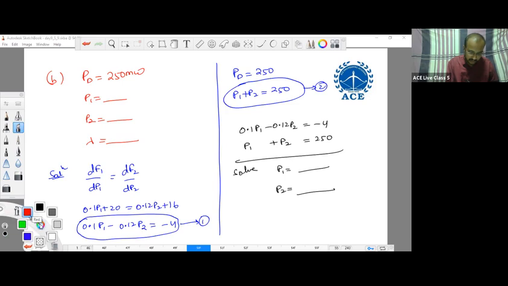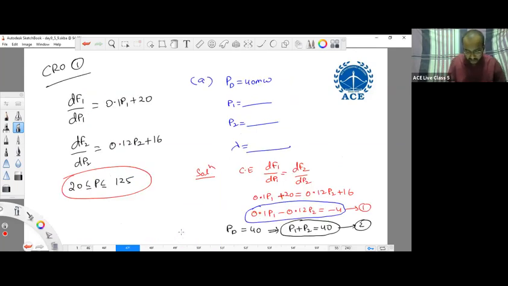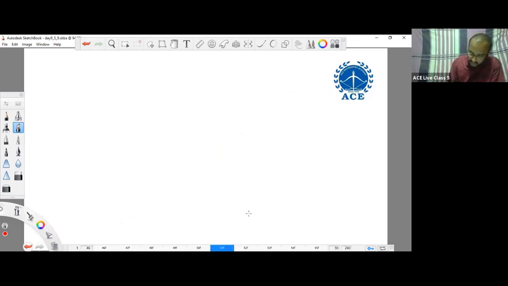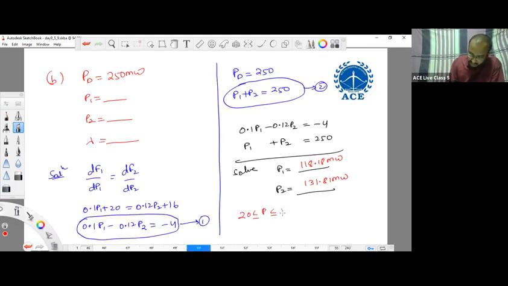So what you got? P1 as 118.18 megawatt. P2 is 131.81 megawatt. Now observe what are the limits that are given in the question. Limits are 20 less than or equal to P less than or equal to 125 megawatt. So which one is violating the limit here? P2 is violating the limit.